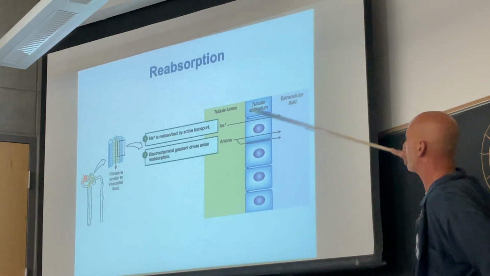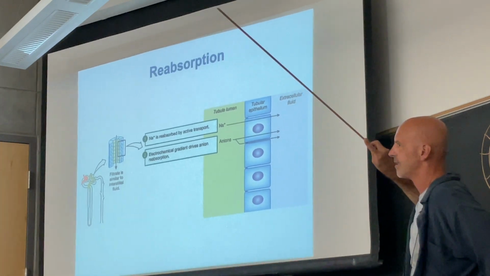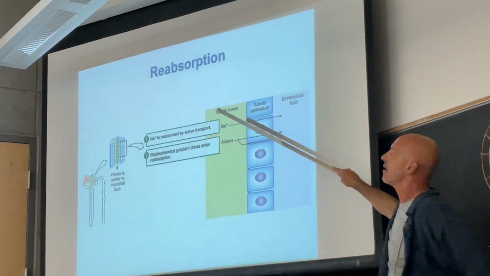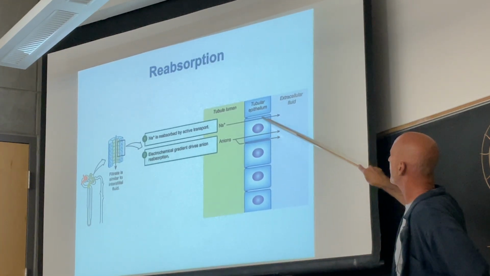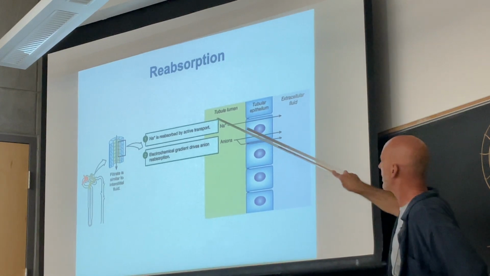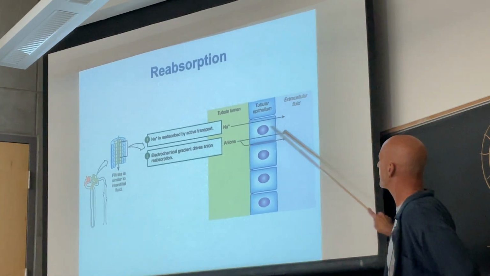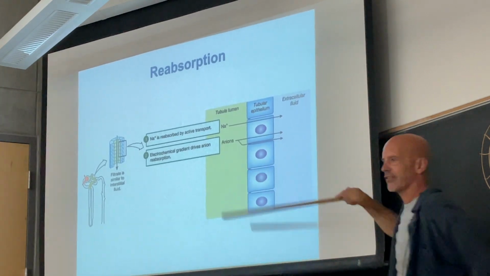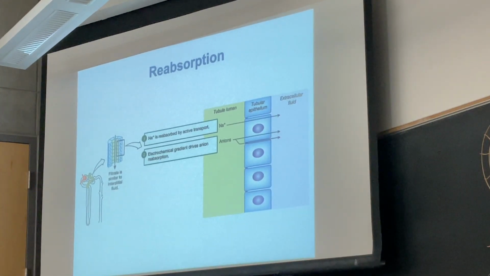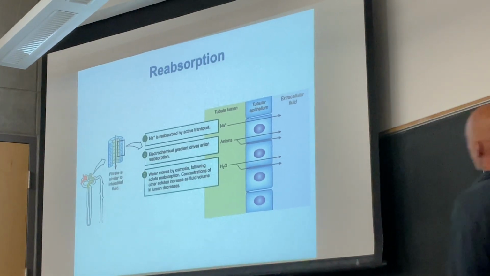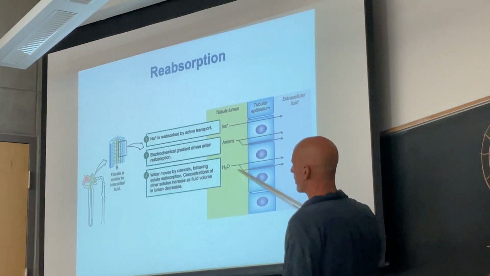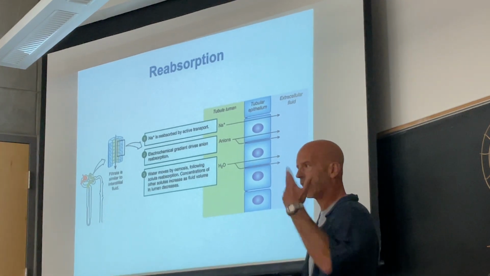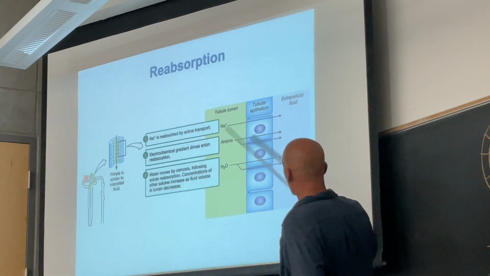What happens when you have a lot of salt on one side? Water follows. ATP may be driving some of this, maybe the pump out here. But what happens when you have more salt here than here? What follows? Water. Water is going to follow, and that's how we absorb the water. We're pumping out all that sodium chloride, and water is going to move by osmosis, either through the cell or between the cells.